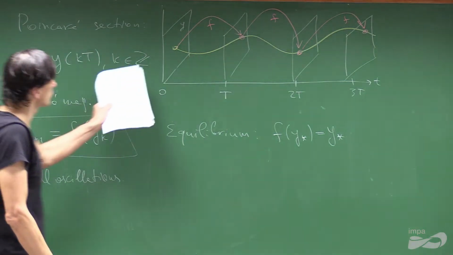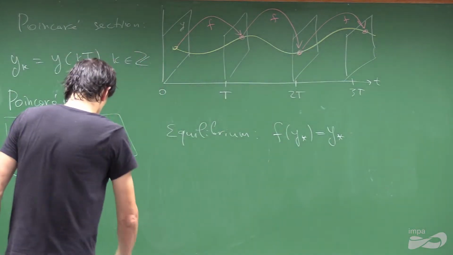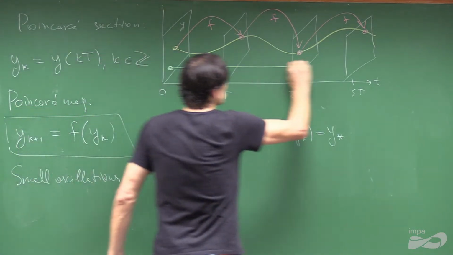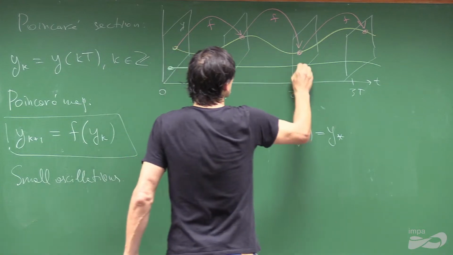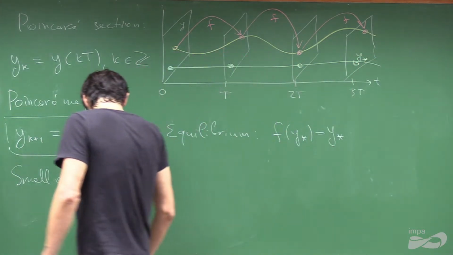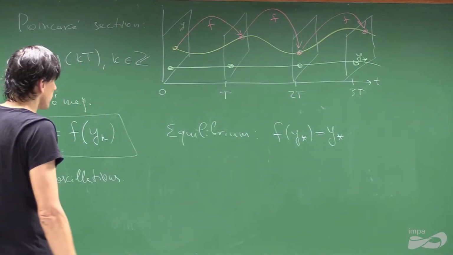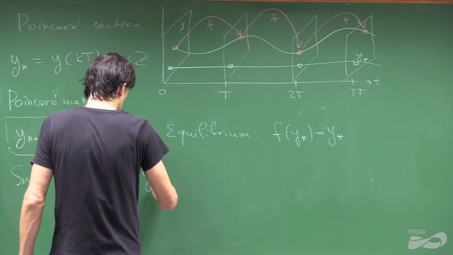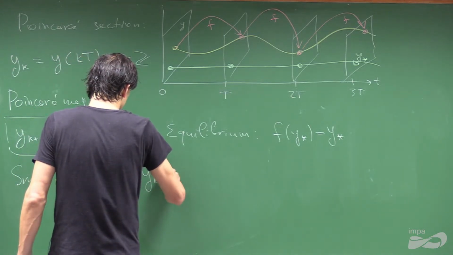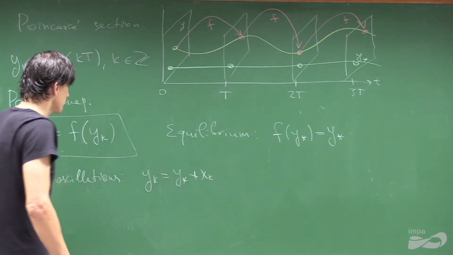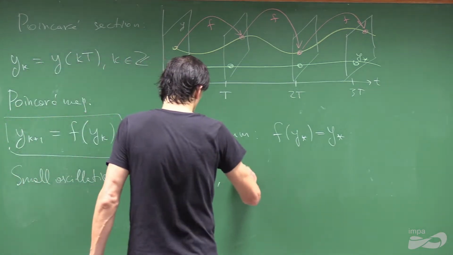So that is the condition for the solution which remains constant, our y star. And we can consider small oscillations near the equilibrium just in the same way. So we consider y_k as y star plus x_k. So x_k is a difference, so we assume that x_k is small.